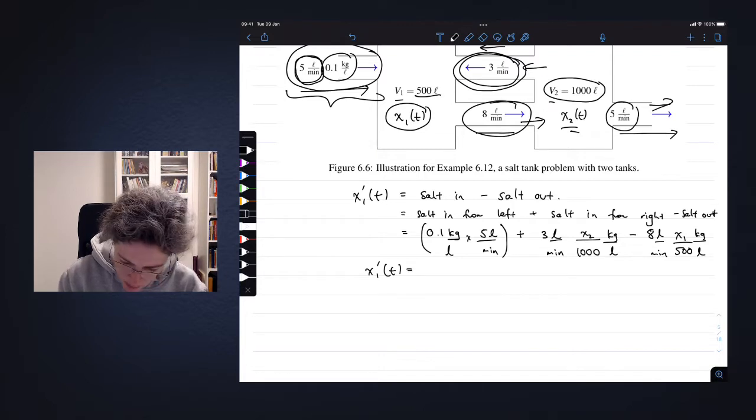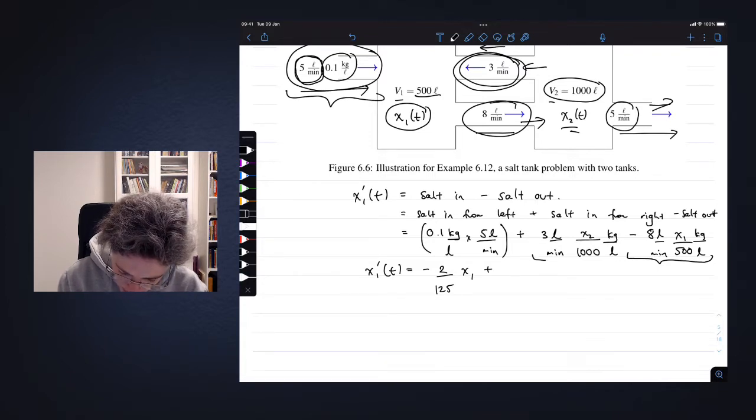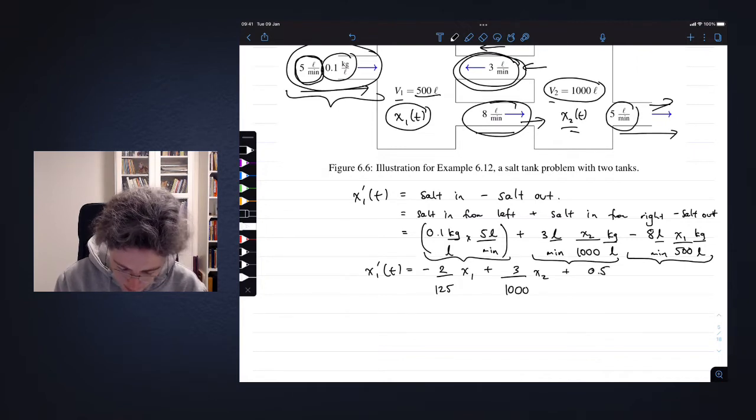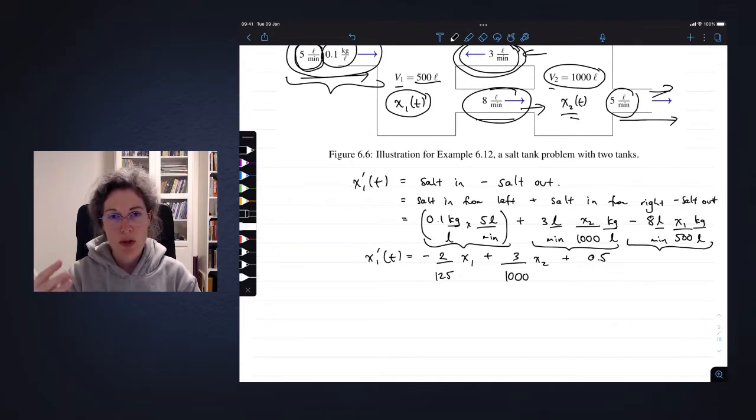So I'm just moving this bit to the front, so that's a minus sign. Minus 8 over 500 is the same as 2 over 125 times x1, and then we've got plus this term over here, so that's 3 over 1000 times x2, plus this bit over here is going to give us a 0.5. So that's a differential equation that models how the amount of salt changes in tank 1.